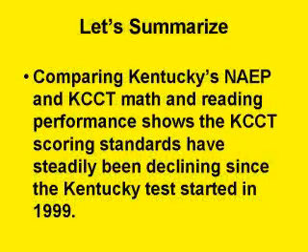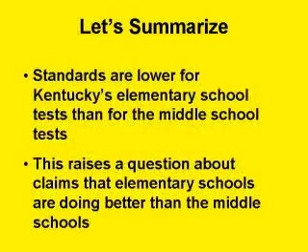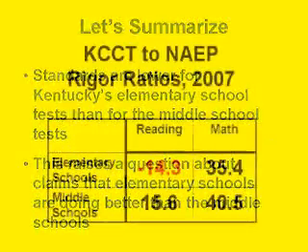With those cautions complete, let's summarize. Comparing Kentucky's NAEP and Kentucky Core Content Test math and reading performance shows that the KCCT scoring standards have steadily been declining ever since those tests started in 1999. In addition, the standards are lower for Kentucky's elementary school core content tests than they are for the middle school tests. Now this raises a very serious question about claims that elementary schools are doing better than Kentucky's middle schools.